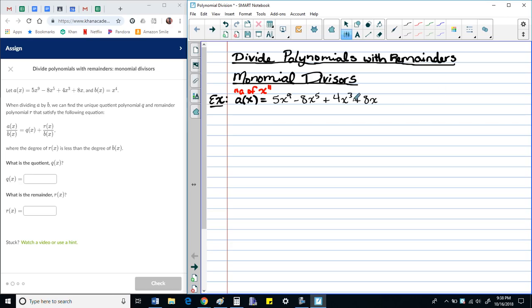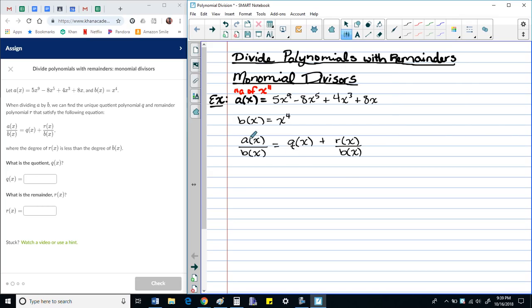Okay, and then they say b of x, so we're just going to skip a line and write b of x right there equals x to the 4th. Okay, and they say when dividing a by b, we can find the unique quotient polynomial q and the remainder polynomial r that satisfy the following equation. They say a of x over b of x equals q of x plus r of x over b of x. Now remember, you can pause me and then push play when you need to if I go too fast, okay? All right, so now we're going to grab the other color.